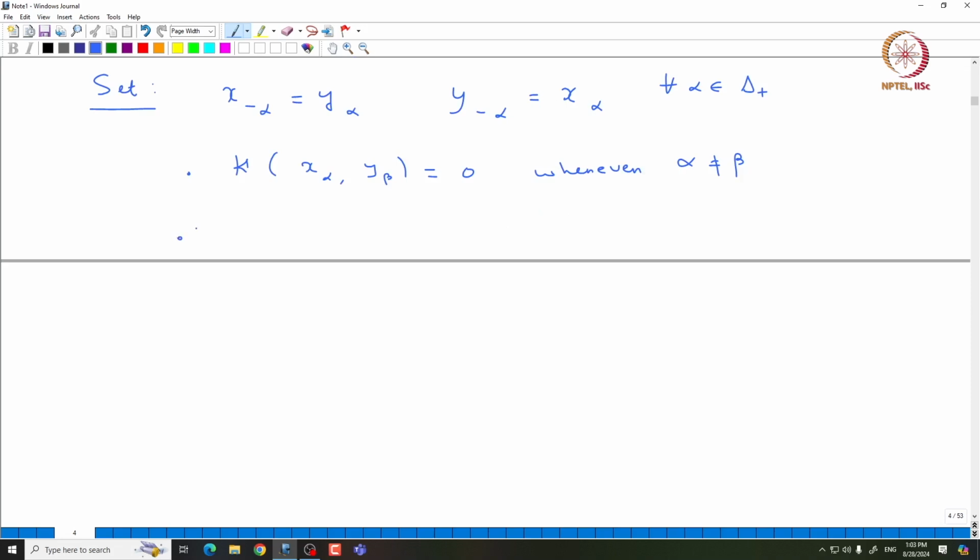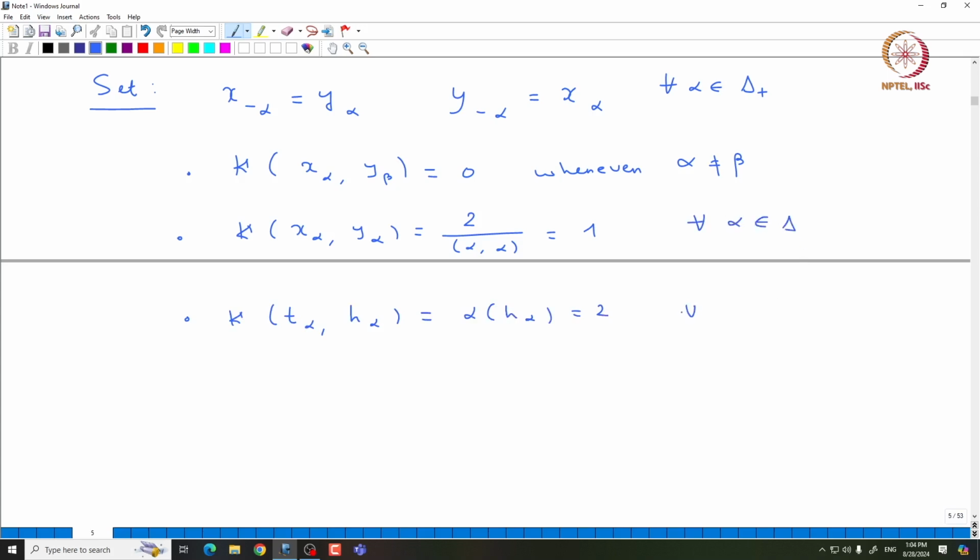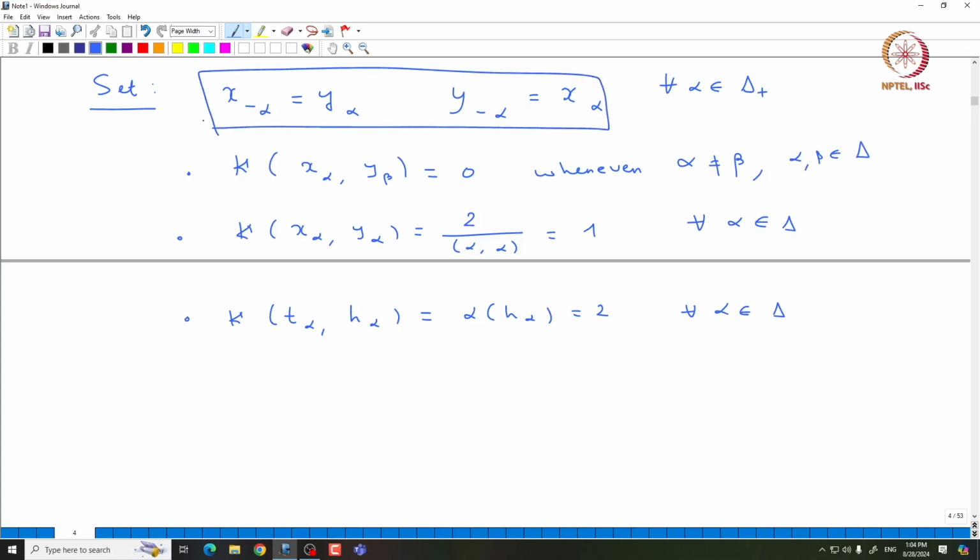Now, if you adjust the scalars, then you can easily see that the kappa of x_α, y_α is going to be 2 divided by (α, α). So one can normalize so that it becomes 1. Now the kappa of t_α, h_α is given by α(h_α), which is exactly 2, and this is true for all α in Δ, and for all α, β in Δ.